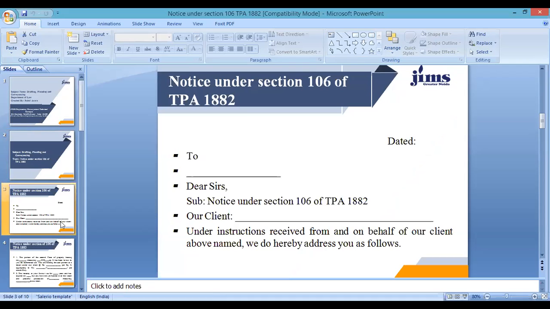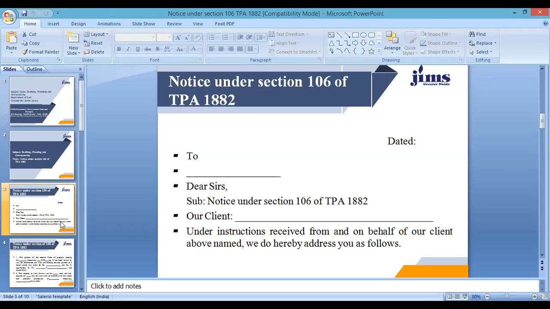As you all are aware, a notice must have a date and also a description. And the description, you may write it as notice under Section 106 of TPA 1882. Further, it must have a date.